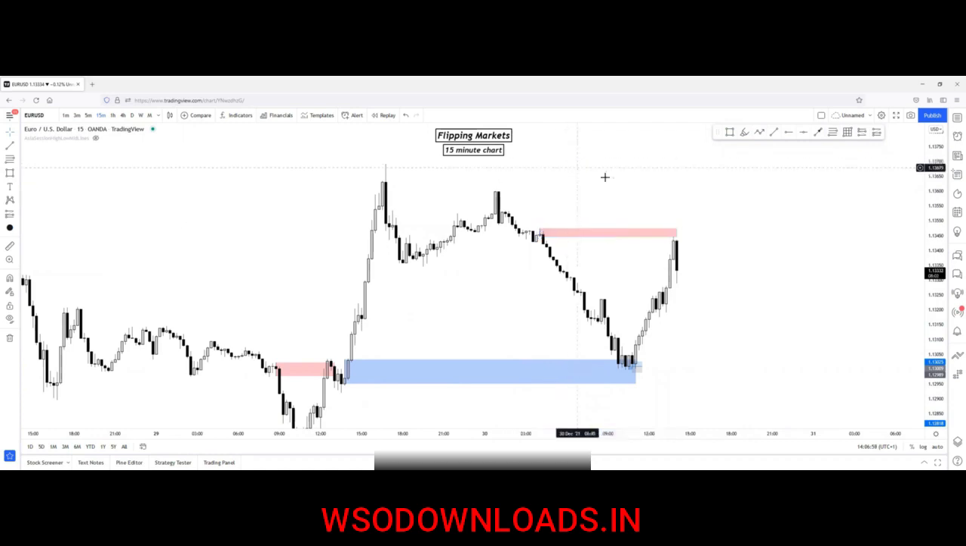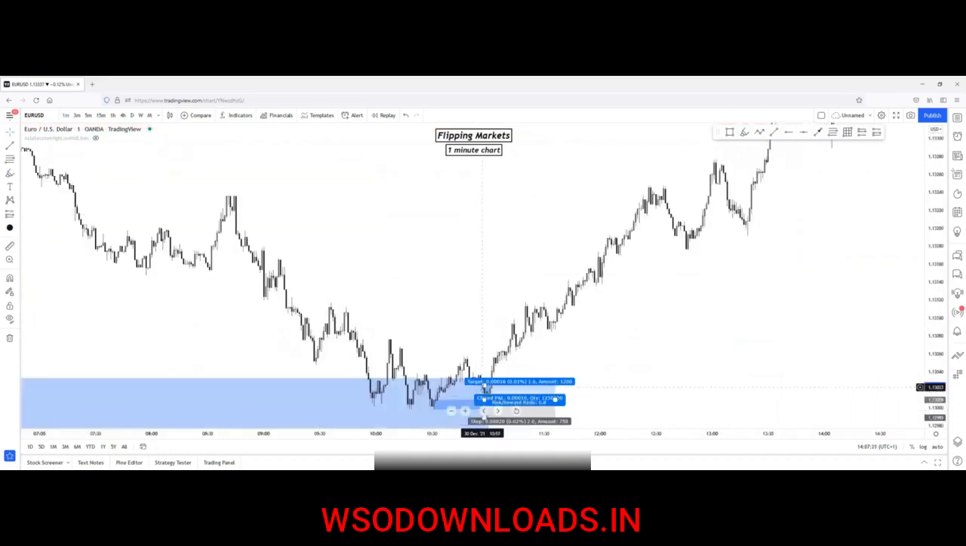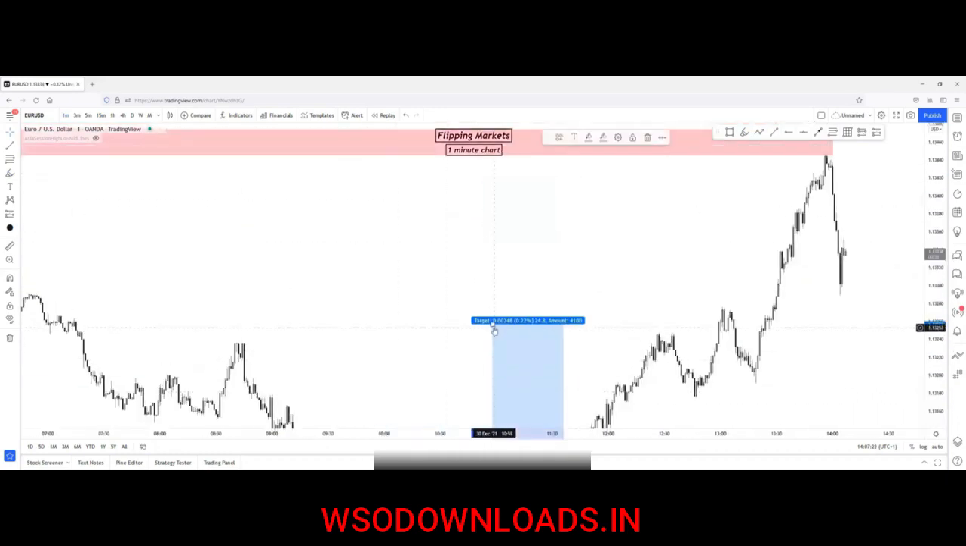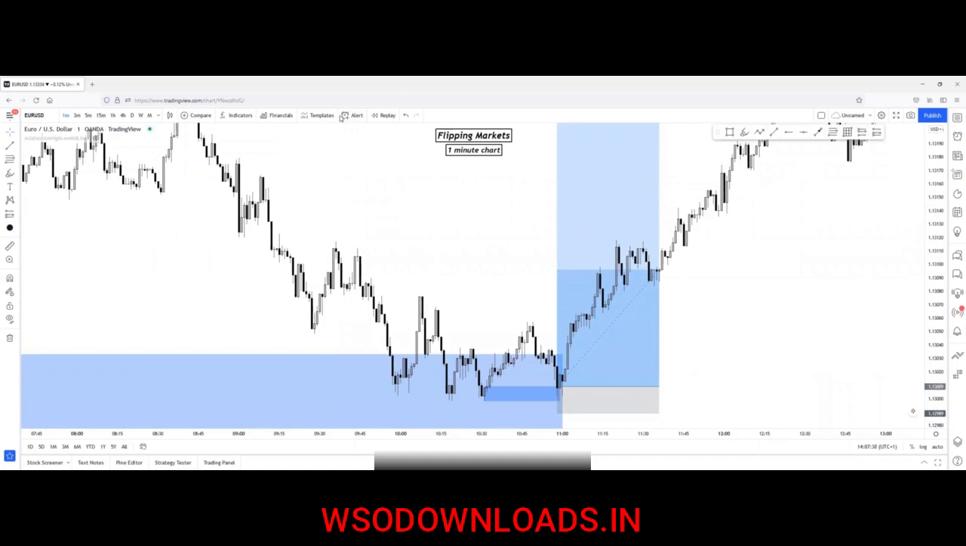zone started the whole inefficient movement. As you can see, from this supply zone started the inefficient movement and the change of character, because this was the last demand zone, and price changed character here on this line, and the whole change of character and the inefficient movement and the liquidity sweep from this region happened from this supply zone. Okay, so let's switch to the 1 minute, and you will see that I will just extend the target point after this supply zone.